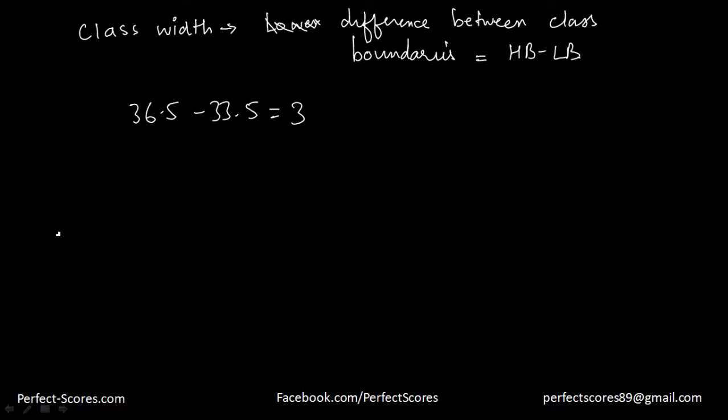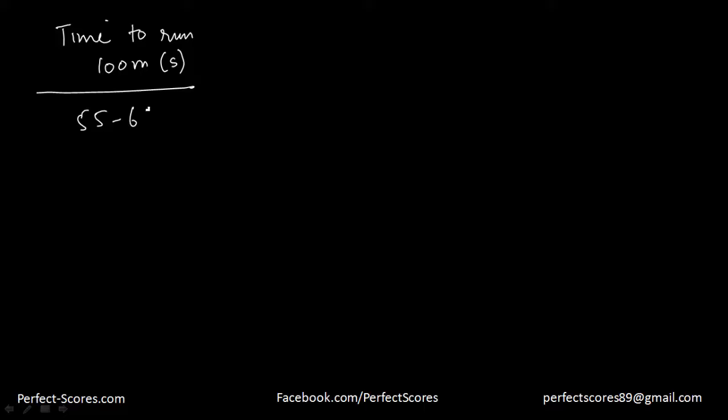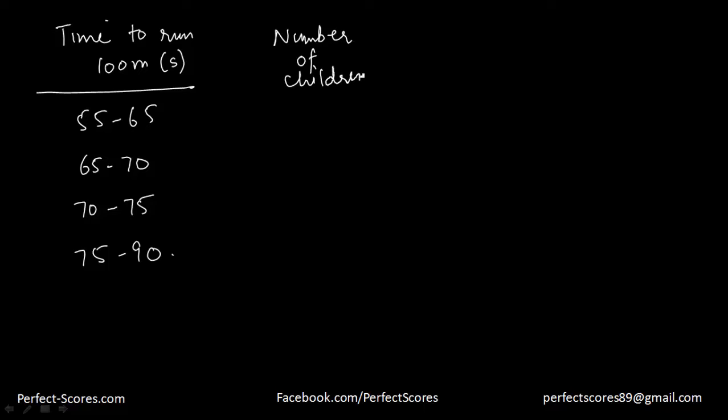Fine. So I suppose you're understanding this point over here, guys. Let's actually see a question here. Let's suppose we talk about a graph here. Let's suppose this is the time to run 100 meters, in seconds. This is given to us as 55 to 65, 65 till 70, 70 till 75, and 75 till 90. And we have the number of children here, which is going to be 2, 25, 30, and 30. So this is our data.